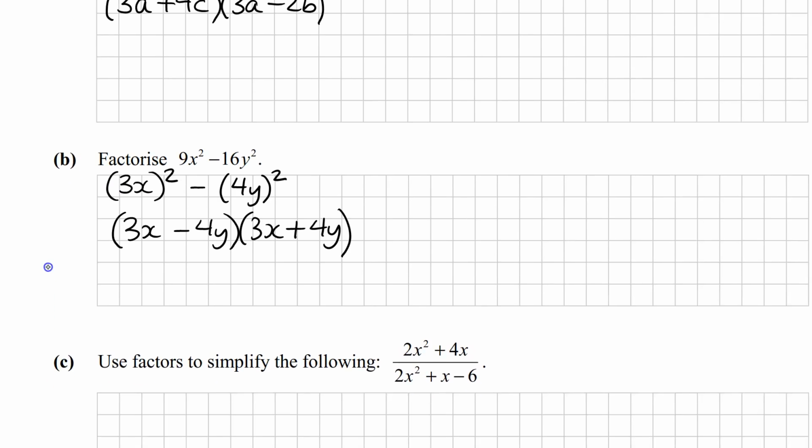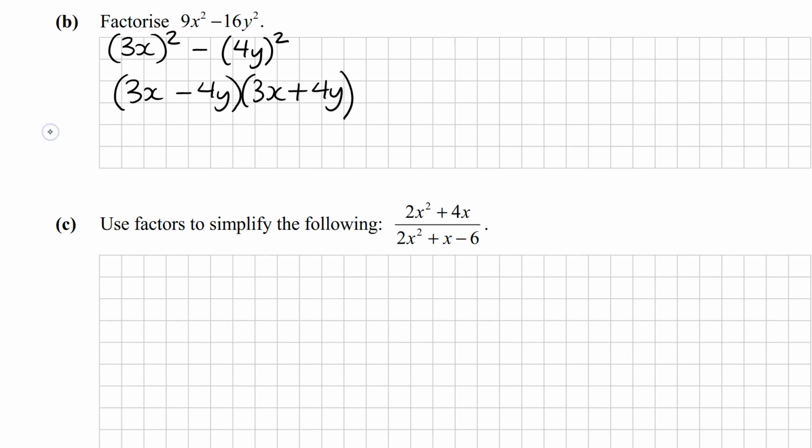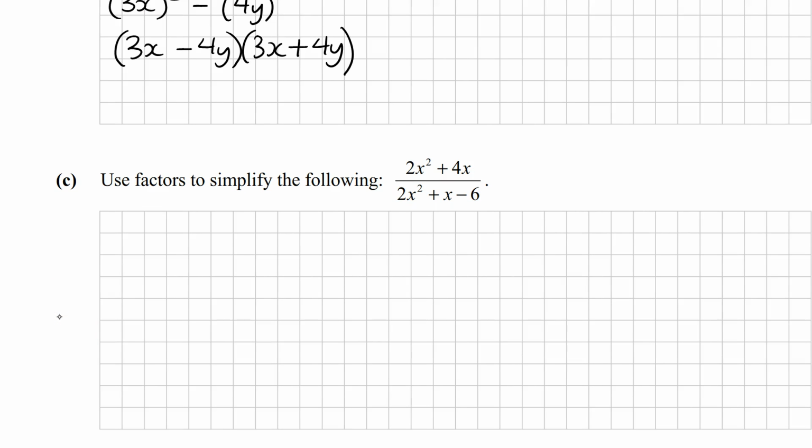Now use factors to simplify this. Okay, so we need to get the highest factors that we can out of each of them. Right, on the top, what seems to be the highest factors? 2x. And what will that leave? x plus 2.